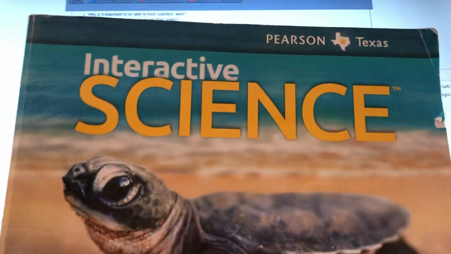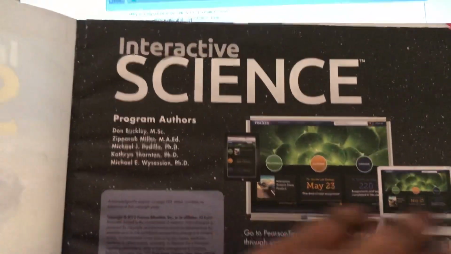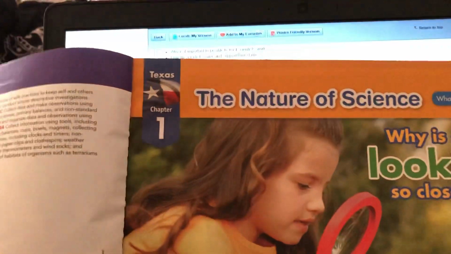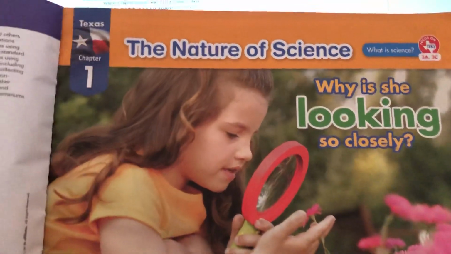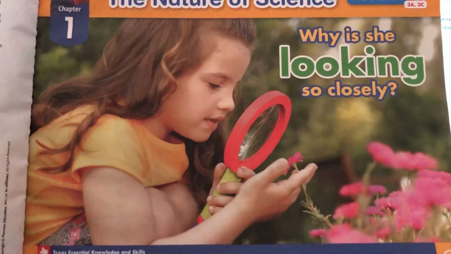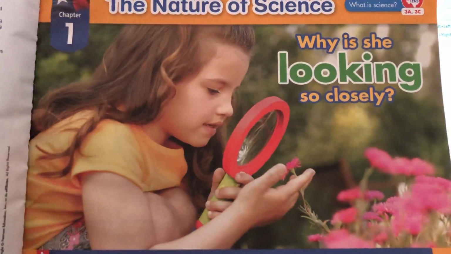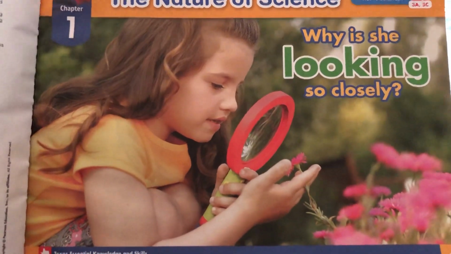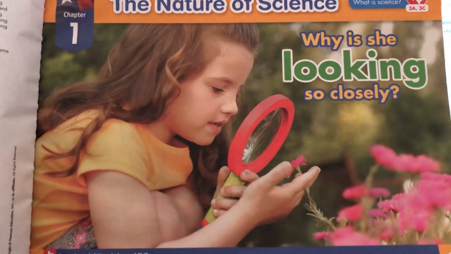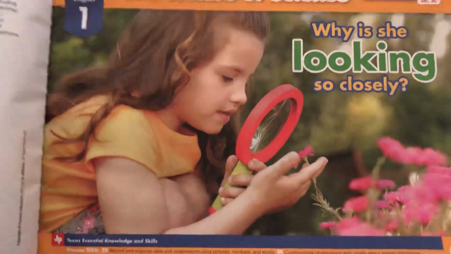The first chapter in this book, it says, let's look. Turn our page to Chapter 1. Chapter 1 is the nature of science. Why is she looking so closely? Why, class? Why do you think she's looking closely? Do you think she's looking to find something? Do you think she's looking to describe something? What is she looking so closely for?